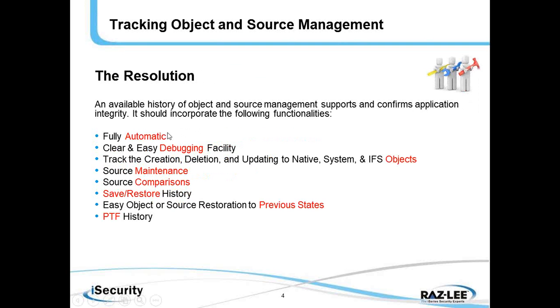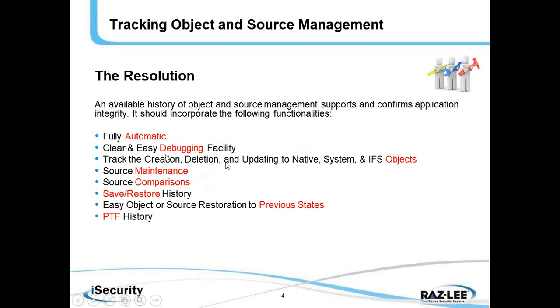So what's the resolution? Well, an available history of object and source management supports and confirms application integrity, that we know. But it should incorporate the following functionalities in order to provide you with the solution that you're looking for. It should be fully automatic, no manual intervention. It should be a clear and easy debugging facility, which simply means that the information being stored can easily lead you very quickly to resolve the issues, if there are any.